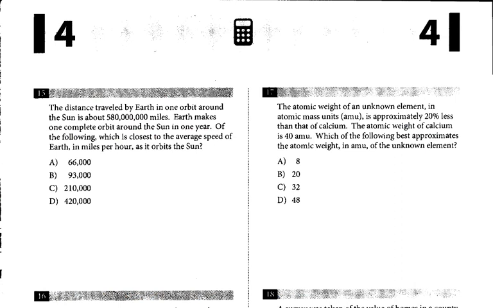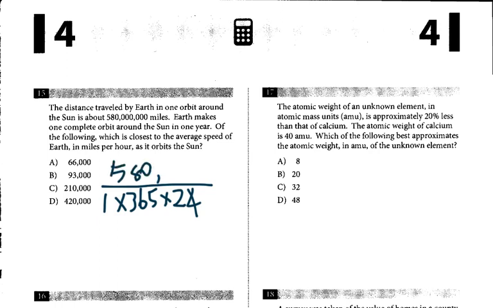And for number 15, you have to do that 1 year to finish one round. So 1 year will be 365 days. Each day is 24 hours. We're looking for per hour. So we use that 58000.